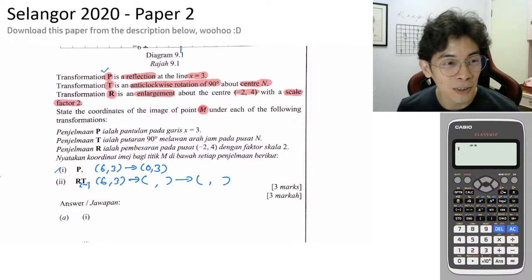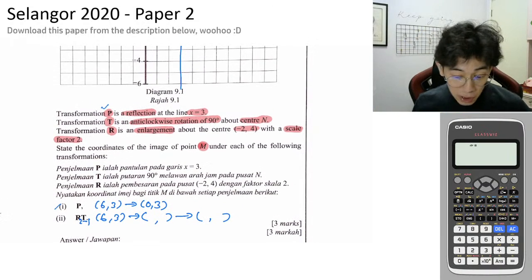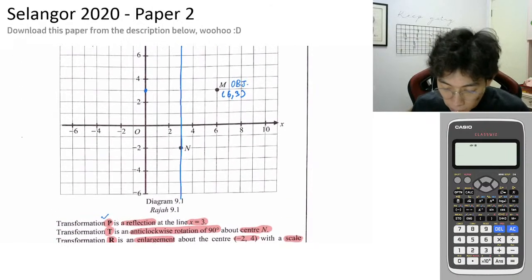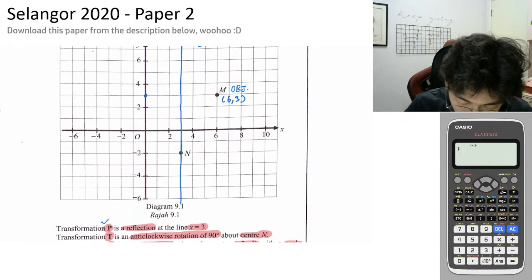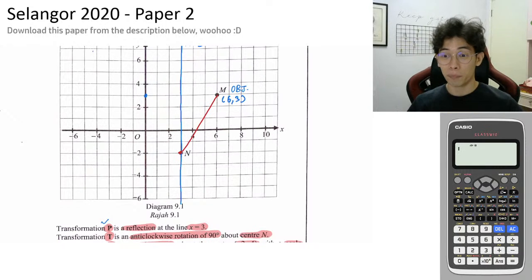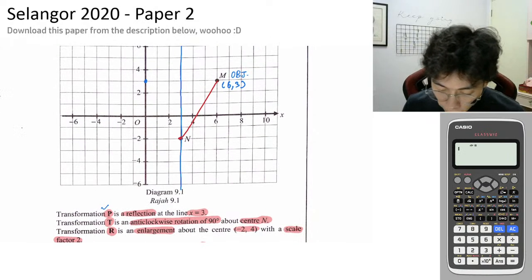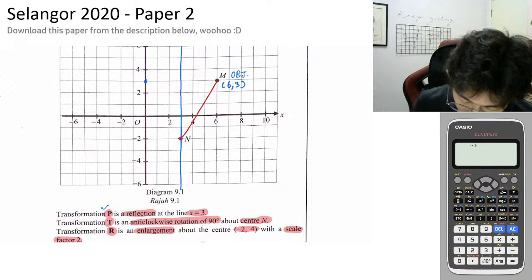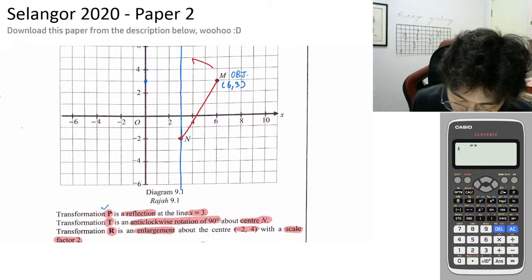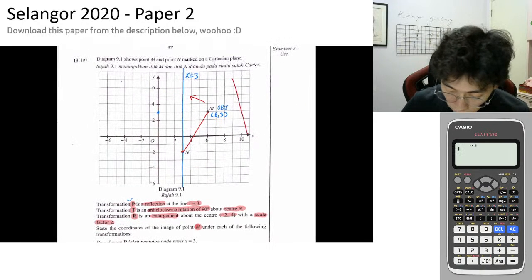So now 6, 3, do T first. T is a rotation at center N. See, I draw a line to N. Correct? Then I do my anti-clockwise rotation 90 degree. Anti-clockwise, so I do this way. Let me draw the ruler a bit.